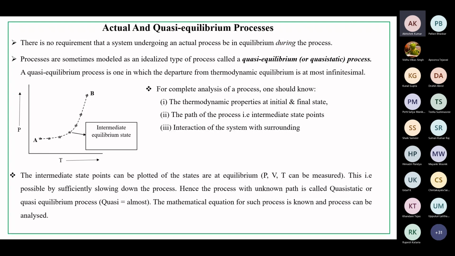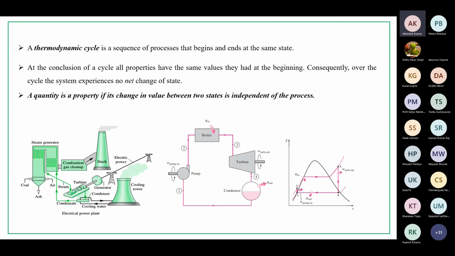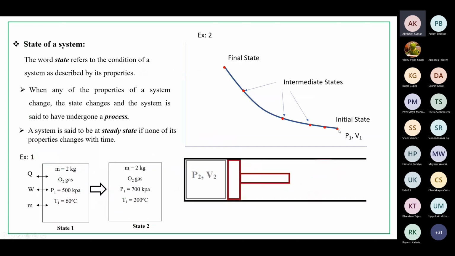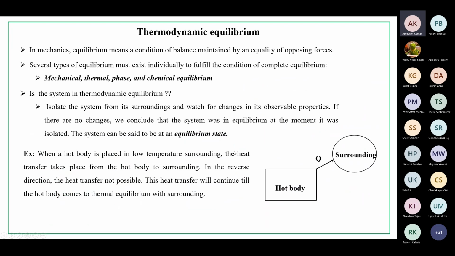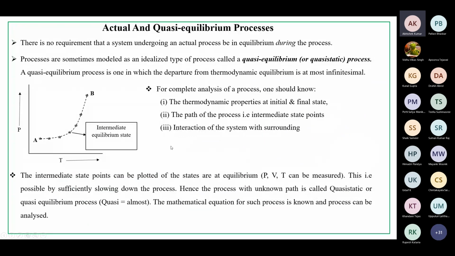But in our study, whatever states we have seen, this state and this state, we are considering that they actually reach the equilibrium condition. But practically it is not possible. So when it will be possible? When it is quasi-equilibrium. Quasi means almost slow. Whatever interactions are happening, they happen slowly.